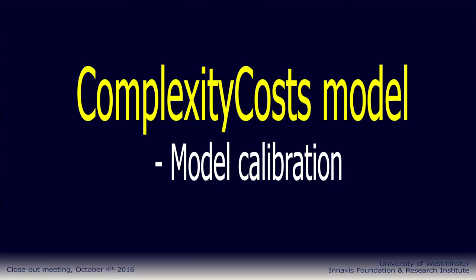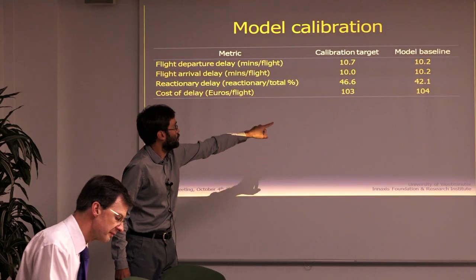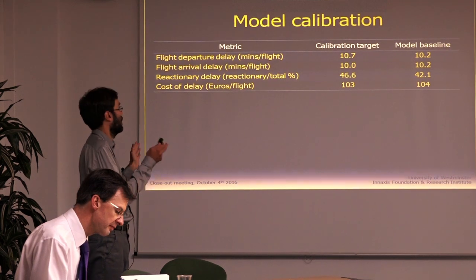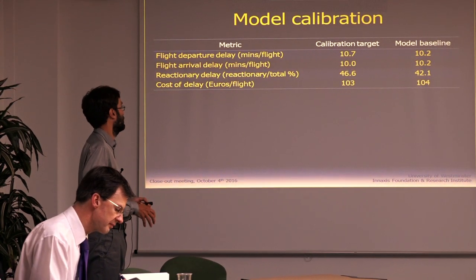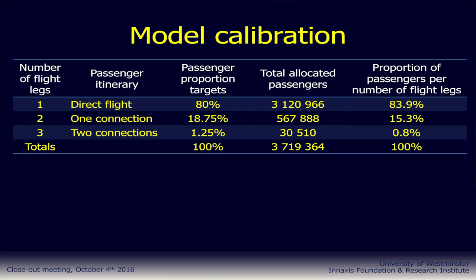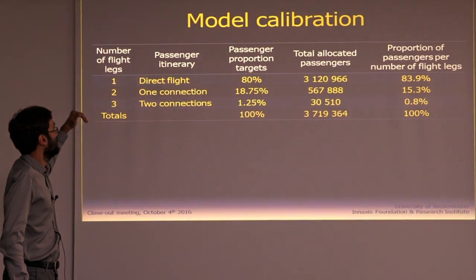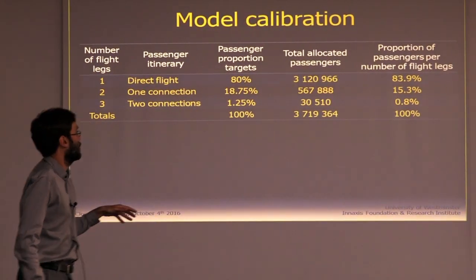We needed to calibrate that, so let's look at some numbers on the calibration. These values are the targets that we were trying to get in terms of flight departing delay, arrival delay, reactionary delay, and so on. And those are the baseline values that we are getting if we don't put the disruption. So we are quite pleased with the calibration, which implies quite a lot of manual adjustment also of some parameters. In terms of the passengers, you can see here the division between direct flights, one connection and two connections. Those are the targets from industry. The values we are getting are also very close.